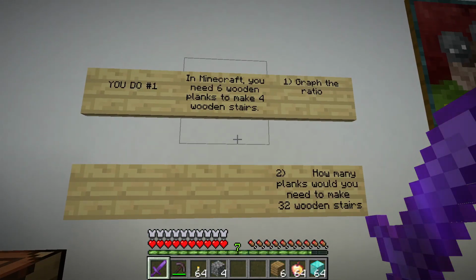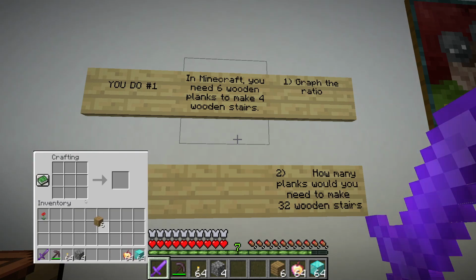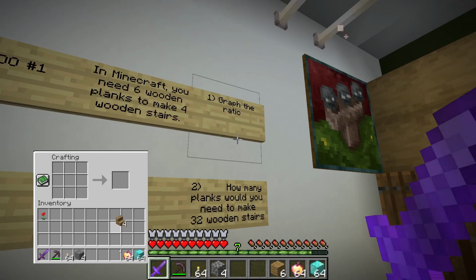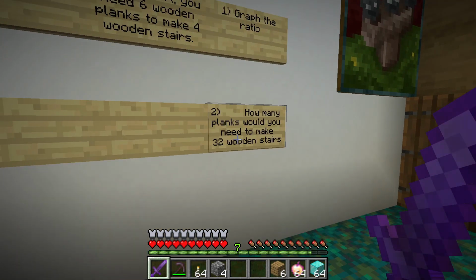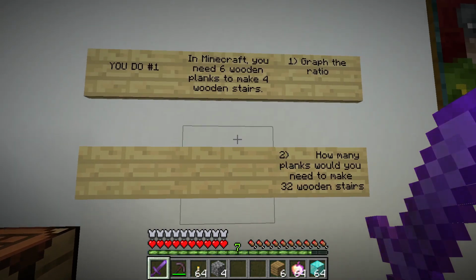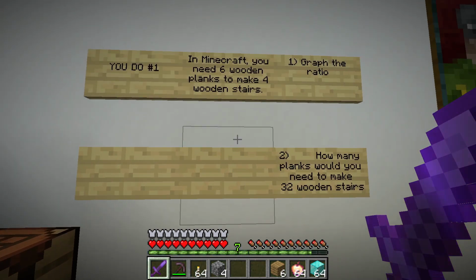For our you-do problem, in Minecraft, you need 6 wooden planks to make 4 wooden stairs. The first thing that you're going to do is graph the ratio, and then after you graph it, you are going to figure out how many planks you would need to make 32 wooden stairs. So again, you're graphing the ratio, then figuring out how many planks you would need to make 32 wooden stairs.